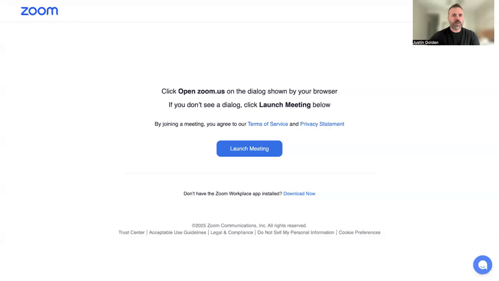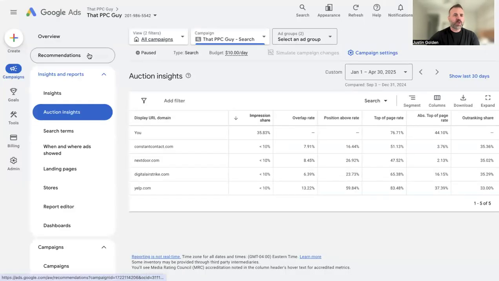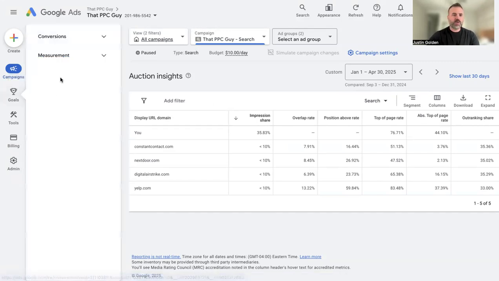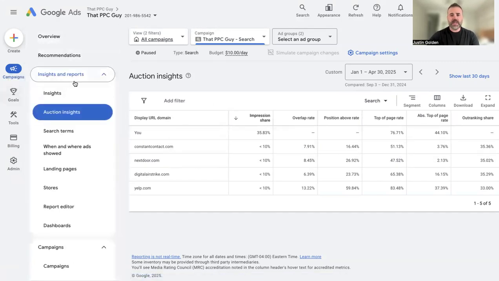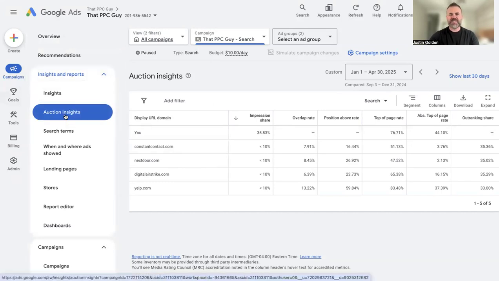Okay. I'm going to share my screen now because I want to help you visualize this, and I want you to understand the controls you have available to you if you're interested in looking at these and maybe changing how frequently you show up. So when you log into your Google Ads dashboard, I'm on campaigns, and then we're going to go to the insights and reports tab. We're going to go two down to auction insights, my favorite report.